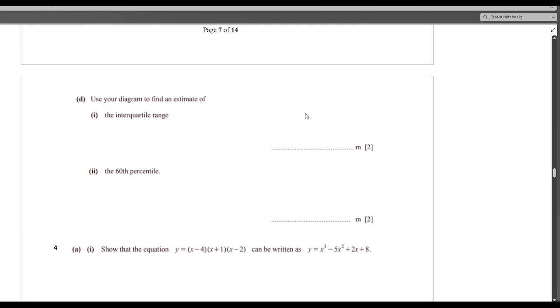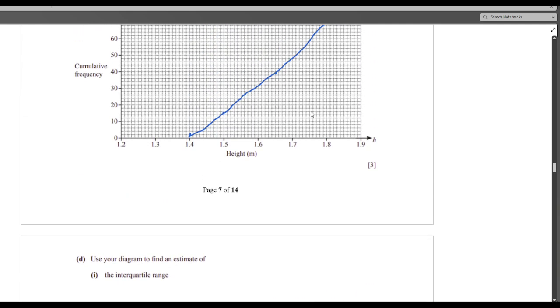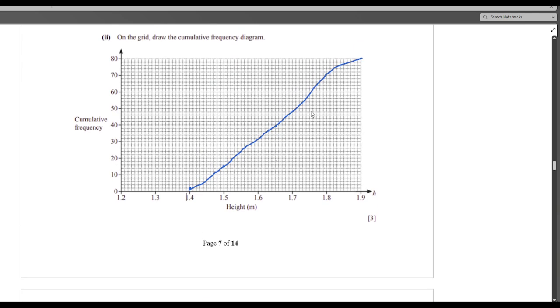Now use the diagram to find out an estimate of interquartile range. Now interquartile range means it's Q3 minus Q1. So for Q3 what we do, we will check what is 3 by 4 times your total frequency 80. So 3 times 20, it is 60. So for Q3 we will see where the frequency is 60. So we will draw a line like this, and then from here we will draw a perpendicular.